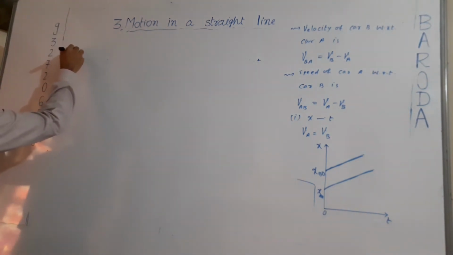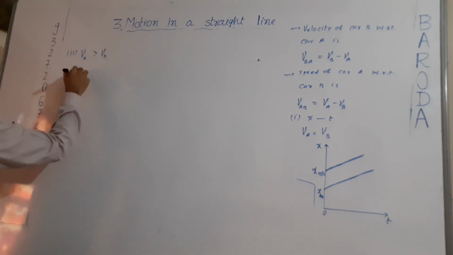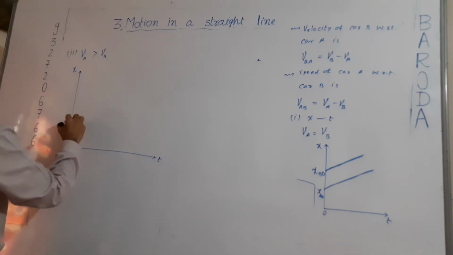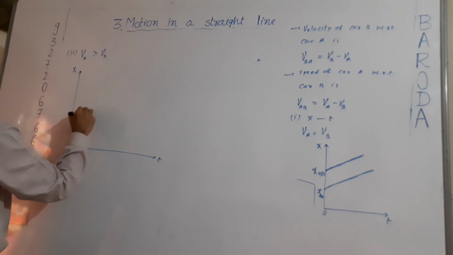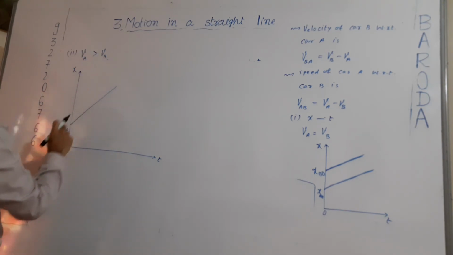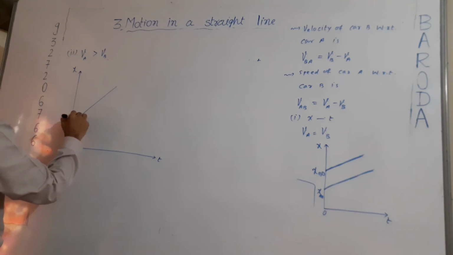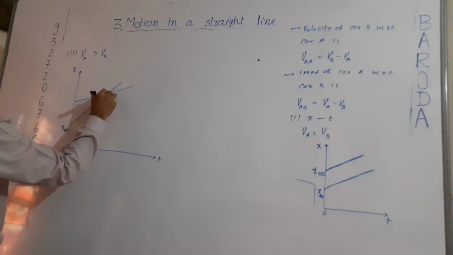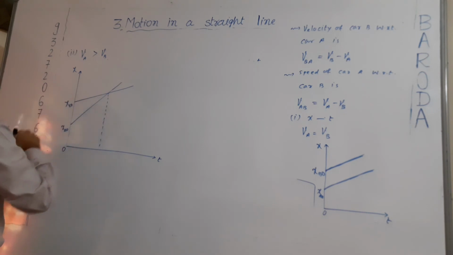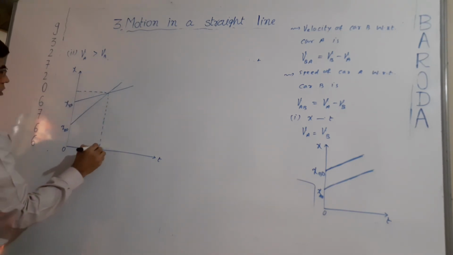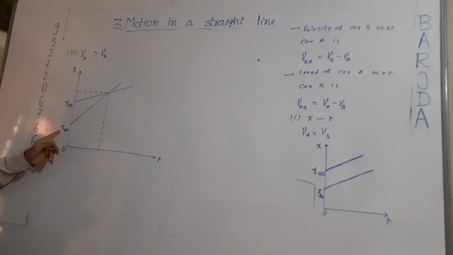So, second graph, when Va is greater than Vb, the speed of car A is greater than the speed of car B. This is the graph of car A. The speed of car A is greater than the speed of car B, hence the slope of this graph is greater than the slope of the graph of car B. When Va is greater than Vb, car A will overtake car B at this time and at this position.